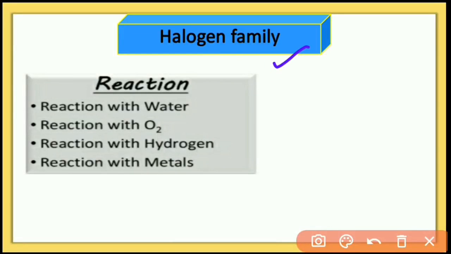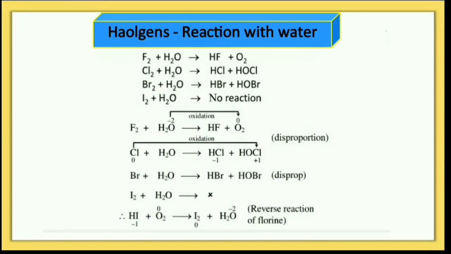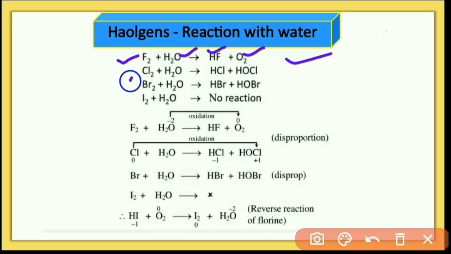Halogen family: chemical reaction with water, reaction with oxygen, reaction with hydrogen and reaction with metals. Let's see all the chemical reactions with suitable examples. Halogens' reaction with water. When fluorine F2 reacts with a water molecule, it forms HF, hydrogen fluoride, and an oxygen molecule. When a chlorine molecule reacts with a water molecule, it forms HCl and HOCl. When bromine reacts with a water molecule, it forms HBr and HOBr.